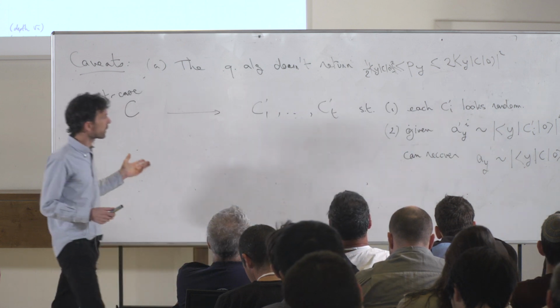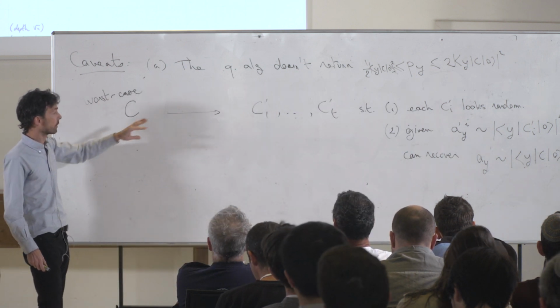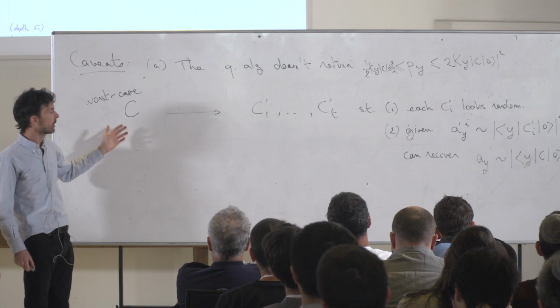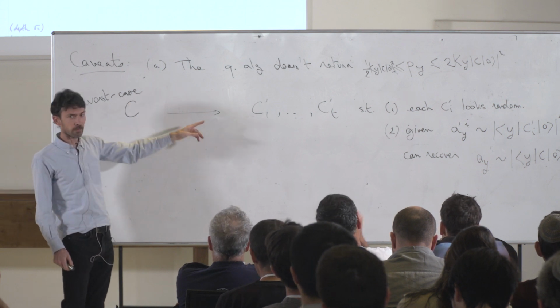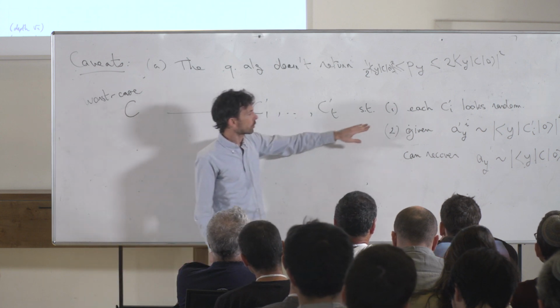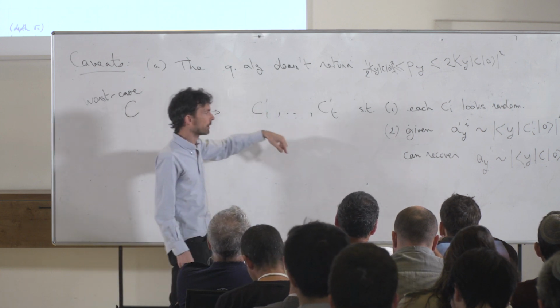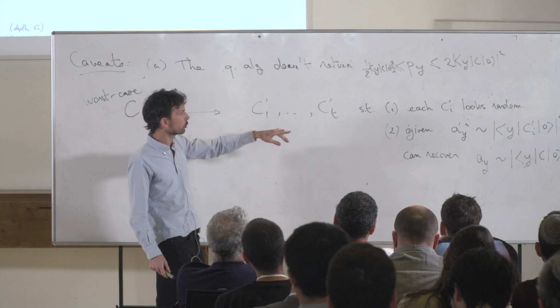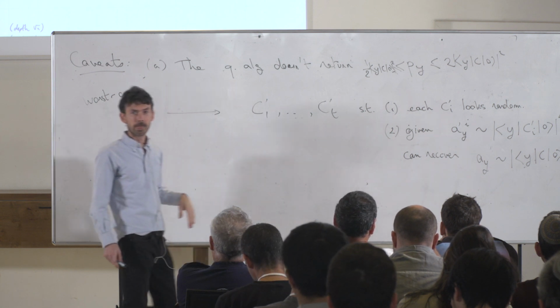If I've been able to do that, then I've shown that the average case is just as hard as the worst case, because I can solve the worst case by solving the average case. I map the worst case circuit to some random circuit, I solve the problem on the random circuit, and I also have a way to go back and use the solution for the random circuits to recover. So how do we do that?